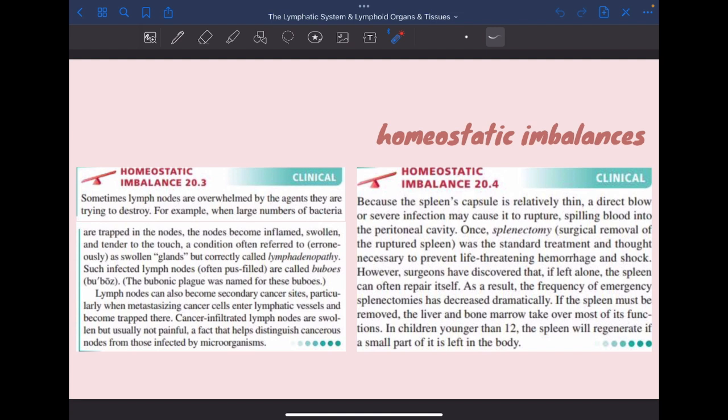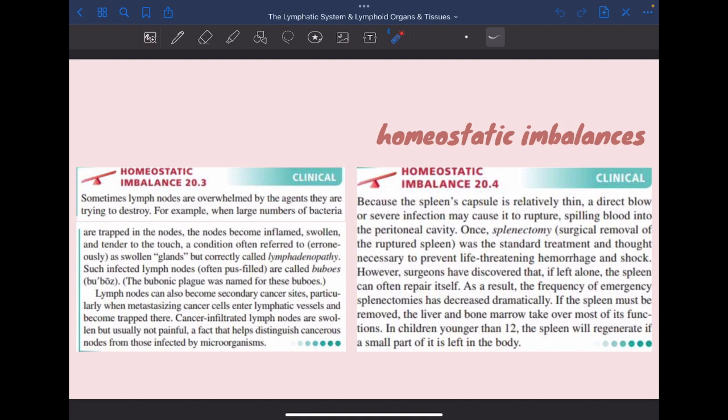They both appear as swelling of these lymph nodes or clusters of lymph nodes, but the main thing to differentiate between them is that lymphadenopathy, or the inflamed and infected lymph node, is going to be tender or painful to the touch, whereas the cancer-infiltrated lymph node is not painful to the touch. This is with regards to the homeostatic imbalances of the lymph node.